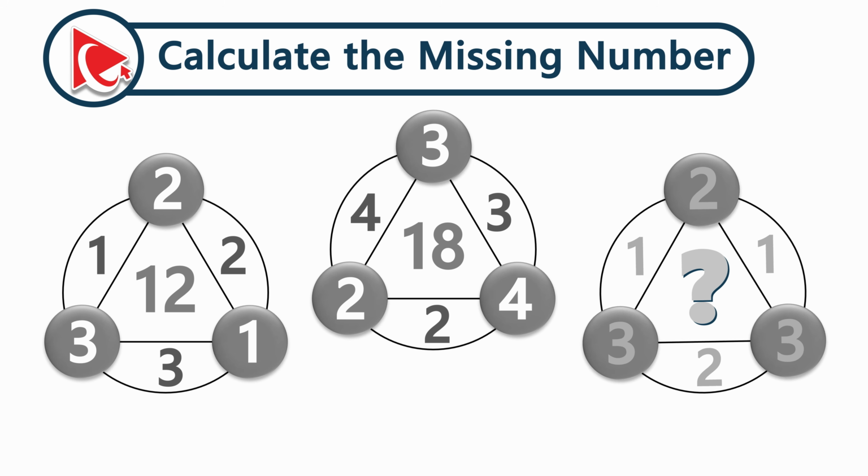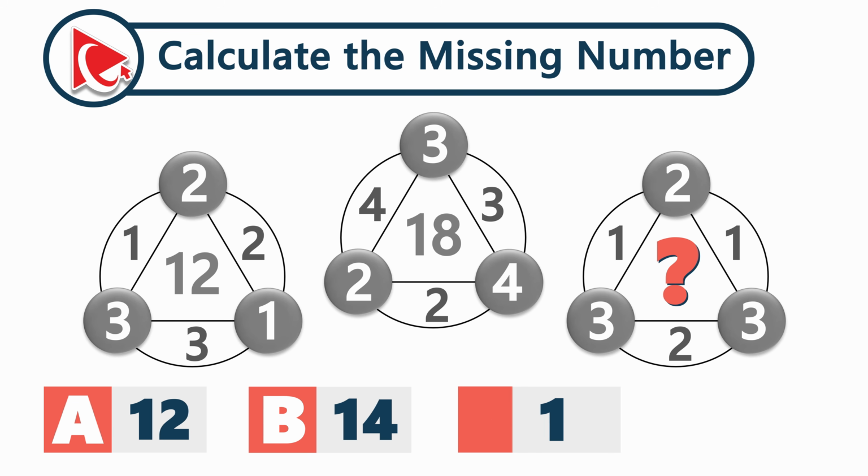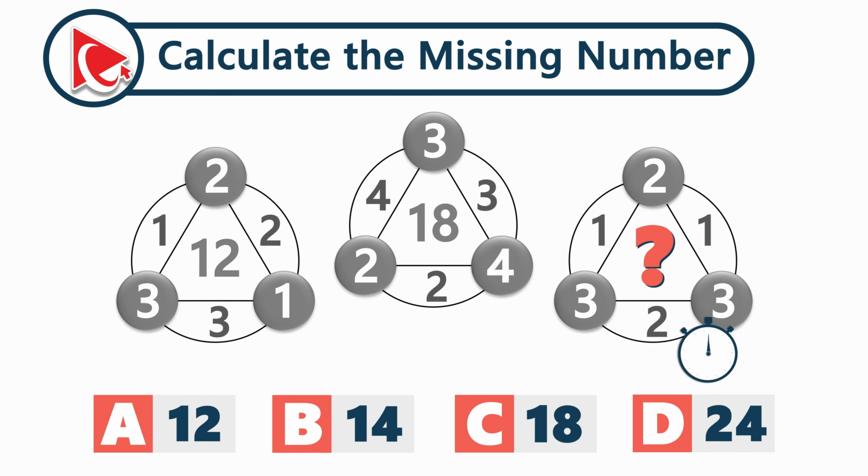The third shape has numbers 3, 2, and 3 on the outside, numbers 1, 1, and 2 on the inside, and a missing number in the middle, which you need to calculate and select your answer out of 4 possible choices: A, 12, B, 14, C, 18, or D, 24. Can you try to solve it on your own and choose the right answer?